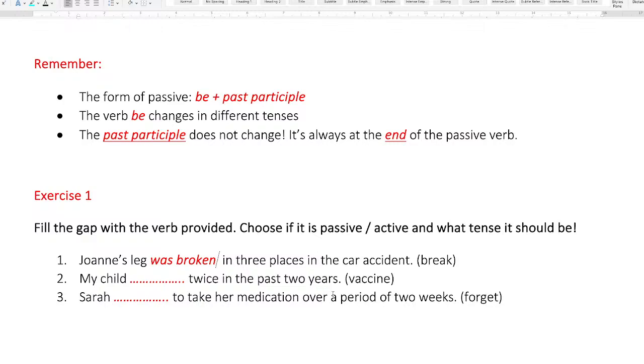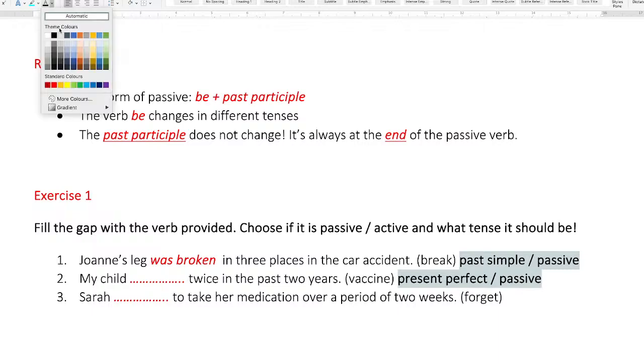Okay, if I look at the second one, now I've got a time phrase, in the past two years. Now that leads me to think that it's the present perfect simple. This one past simple and passive. This one present perfect and passive. So both of these first two are passive. All right, let's make those green.